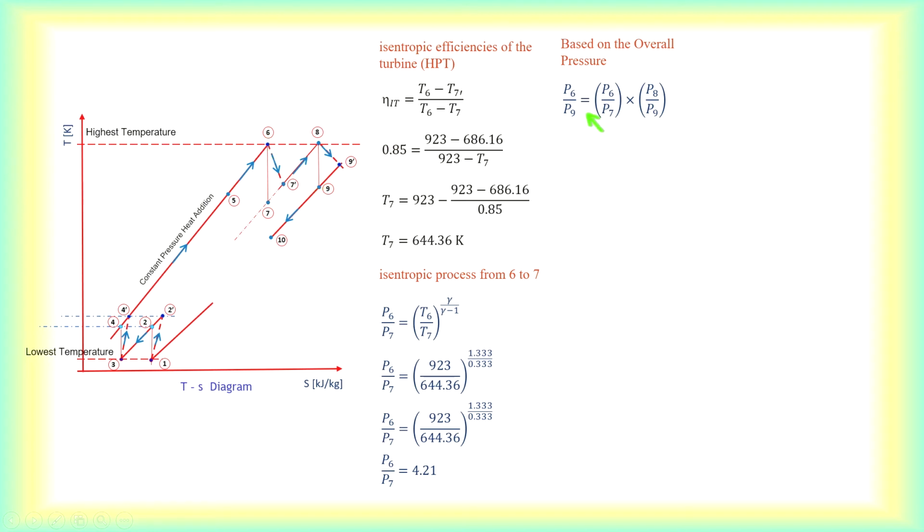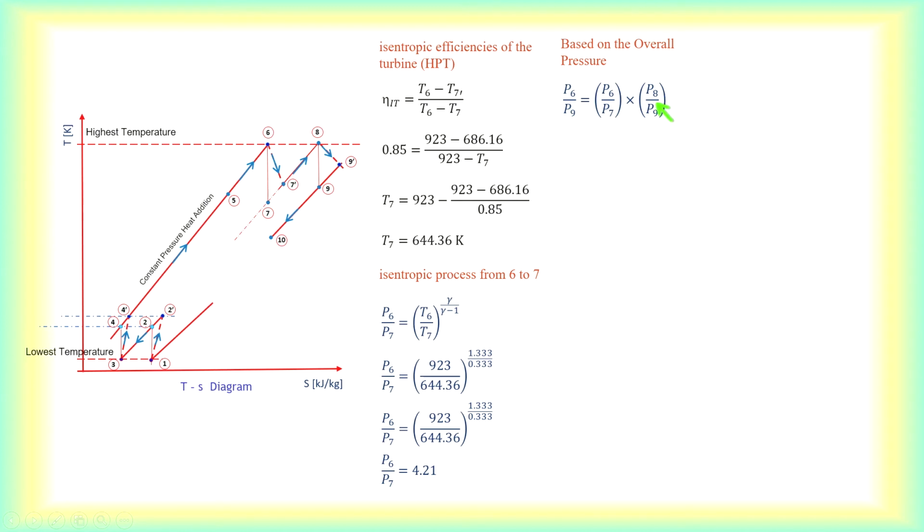So P6 to 9, I can take P6 over P7, which is this, multiplied by P8 to P9. And we know that 8 and 7 are the same. So if, let's say, for example, you look at this. Now, since P8 and P7 are the same, we can cancel it out. So when we cancel it out, actually we get P6 and P9, which is the overall pressure ratio. That is the trick, okay?